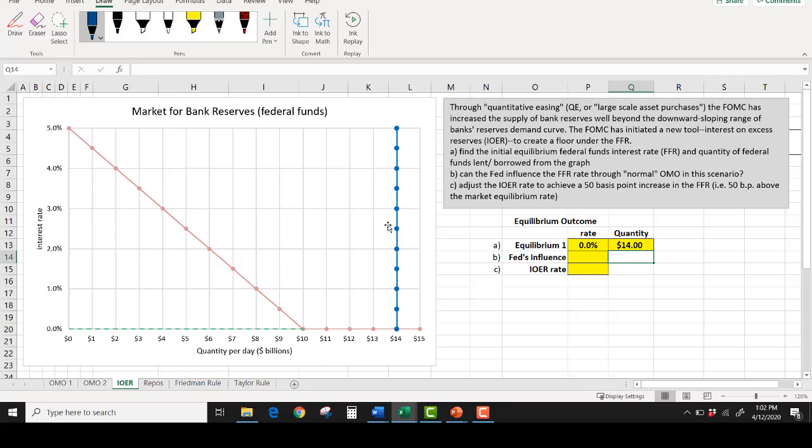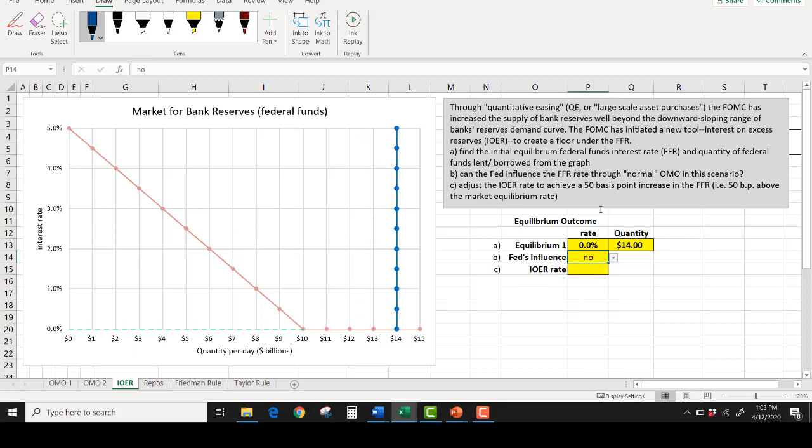So if we just did a small shift of the supply curve to the left, right? If we did something like this, would that put any upward pressure on the federal funds rate? Well, no, because we've got a long way to go before we even get to the sloped portion of the demand curve. So the answer there is, of course, no. No influence through normal, which again means small open market operations. So we're going to have to do something different.